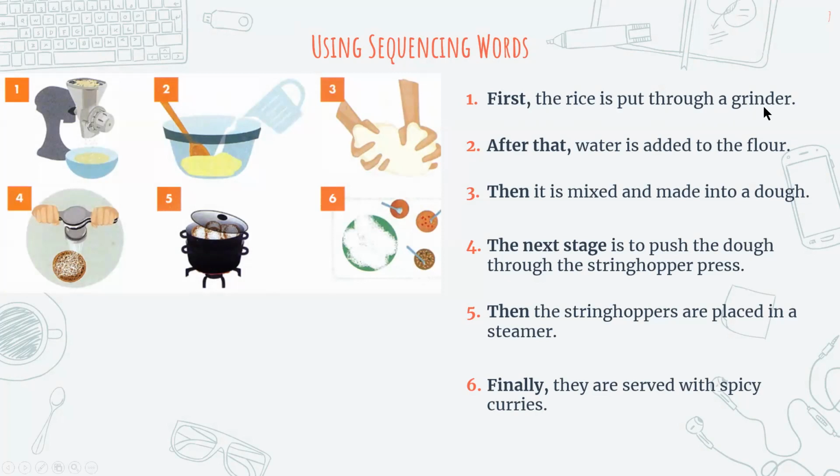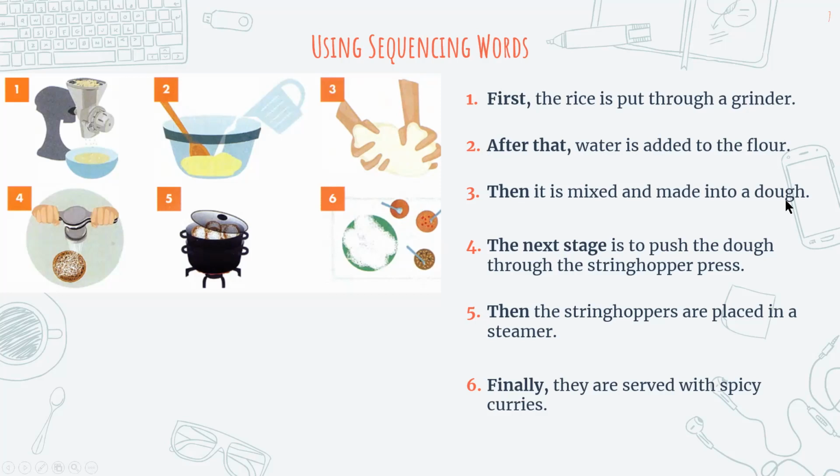So this is the sentence. There are two things that you need to notice about this sentence. It uses the sequencing word first, and it also uses the passive, the present simple passive. Okay. After that, you could say second or secondly, it doesn't really matter. Water is added to the flour, then it's mixed and made into a dough.